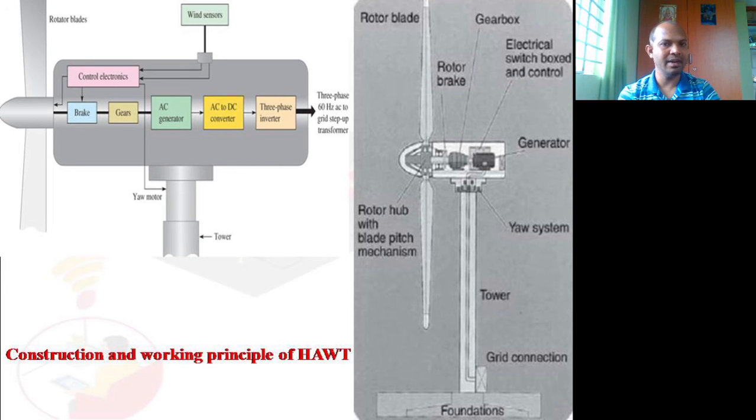Then there are direct drive turbines, which do not have a gearbox in the transmission line. In geared turbines, the speed is enhanced by the gear trains to match the higher speed requirements of the generator. The generator then converts this mechanical energy into electrical energy.